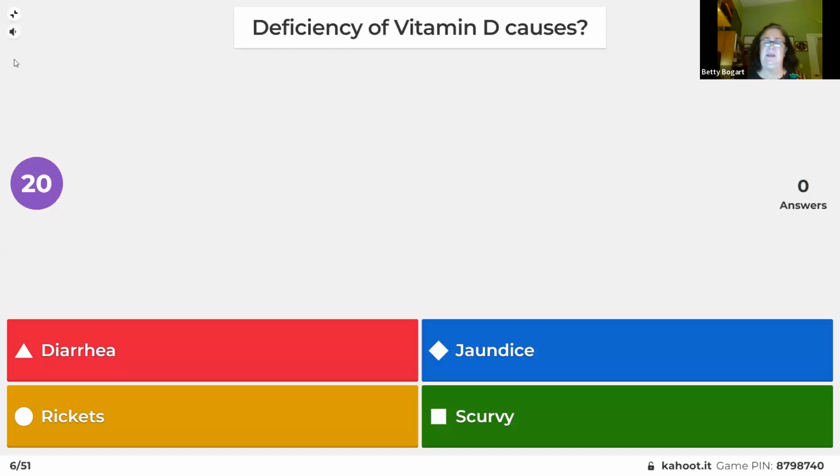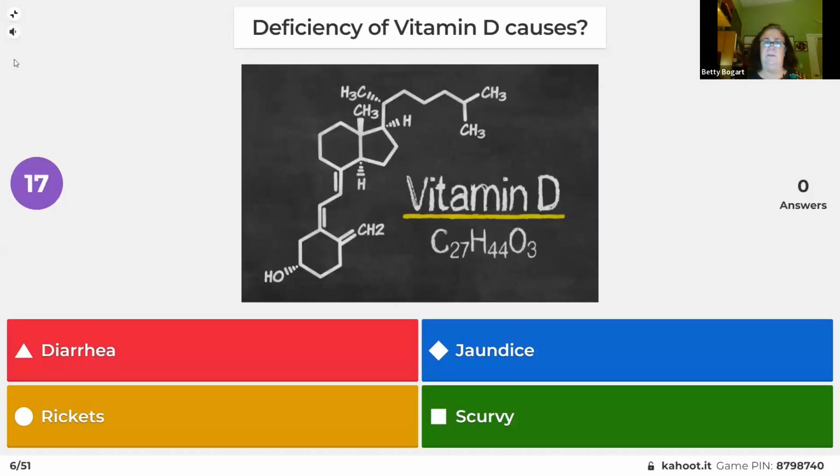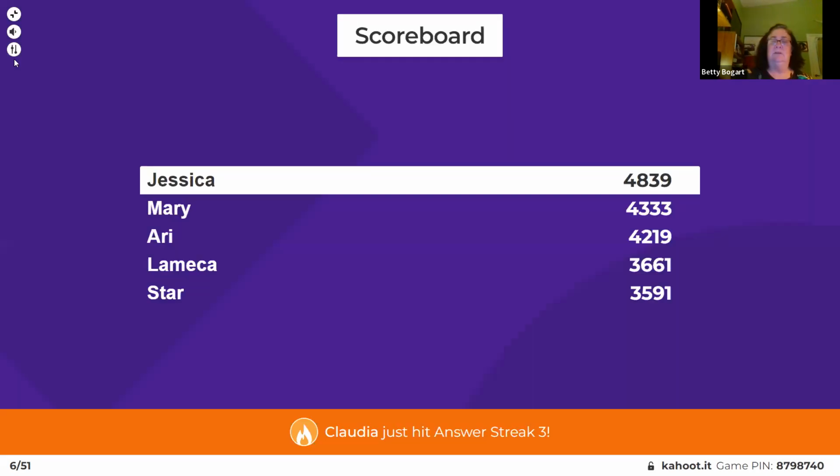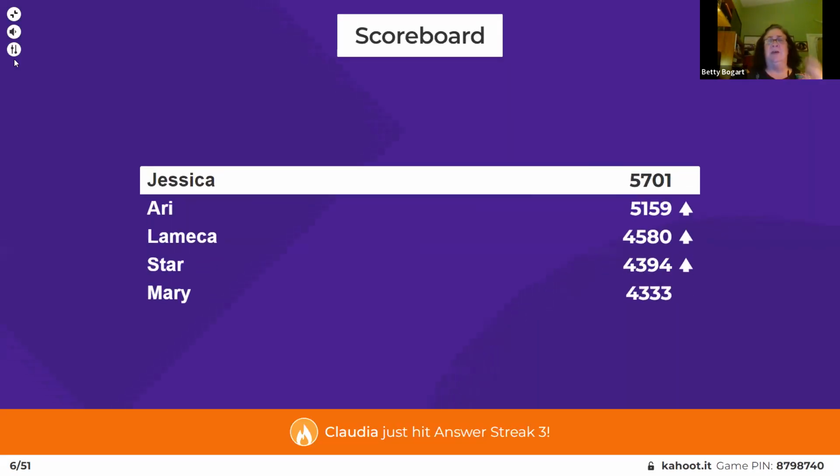Deficiency of vitamin D causes what? So vitamin D deficiency is rickets. Scurvy is vitamin C. Has nothing to do with jaundice. Vitamin D is about joint and muscle.